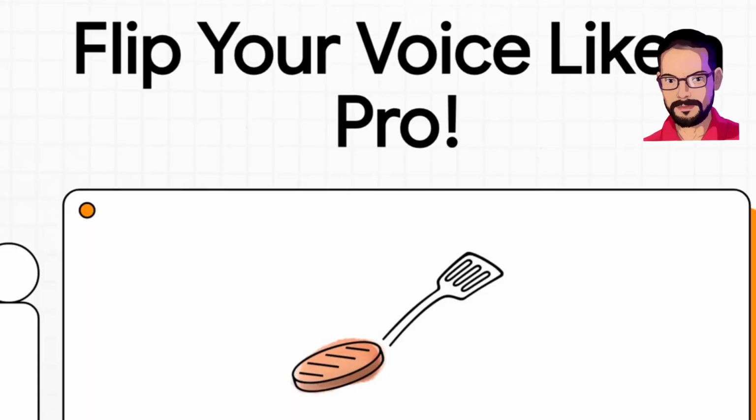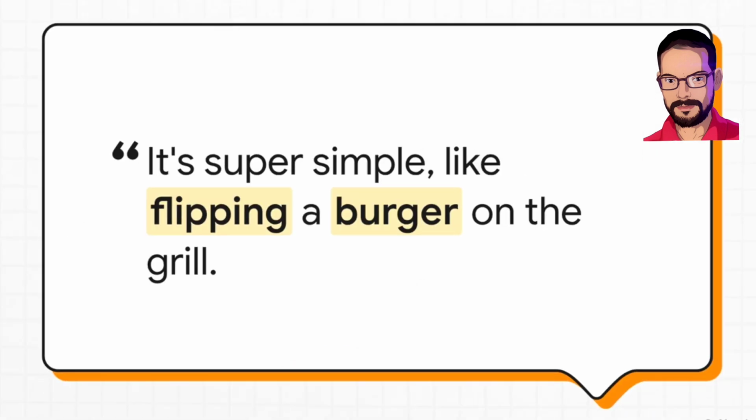Hey everyone, and welcome. Today, we're going to unlock a writing secret that'll make your words so much more powerful. We're talking about flipping between active and passive voice. Now I know, that sounds kind of technical, but trust me, we're going to make it super simple, maybe even a little fun. Honestly, the best way to think about this whole thing is like you're flipping a burger.